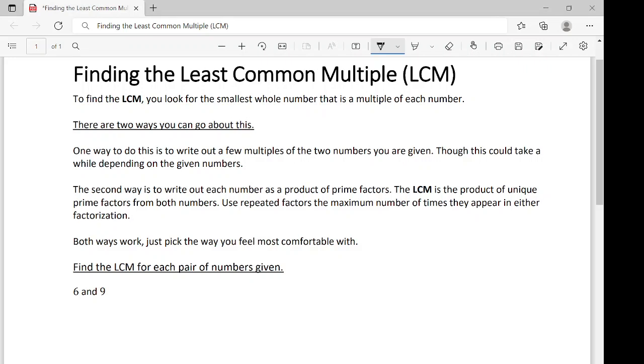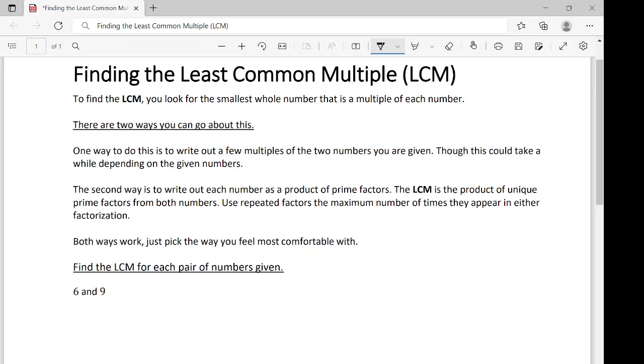To find the least common multiple, or the LCM, you look for the smallest whole number that is a multiple of each number. And there are two ways you can go about this. One way to do this is to write out a few multiples of the two numbers that you were given, though this could take a while depending on the numbers that are given to you.